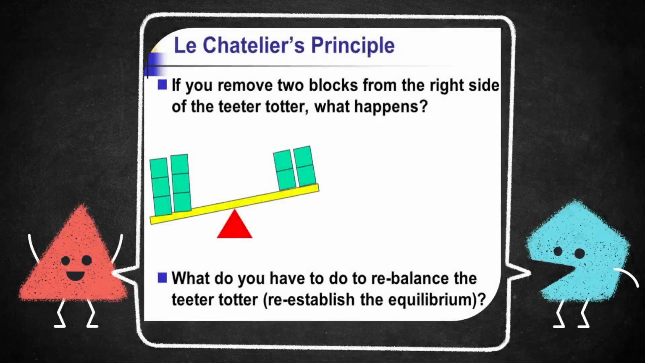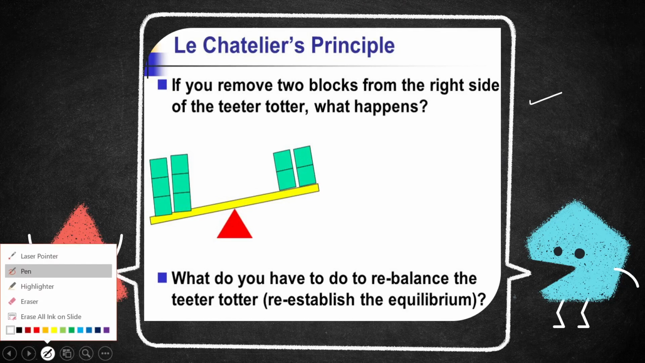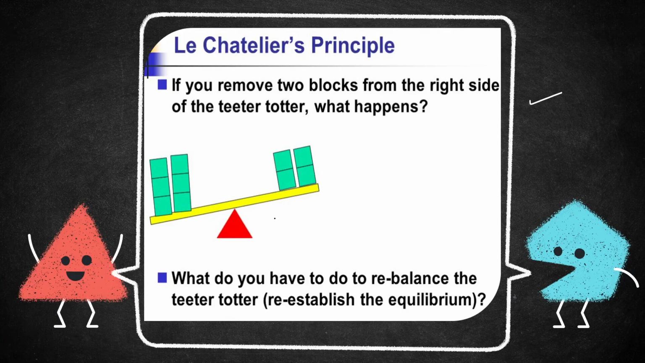Before that, let's have a look at this puzzle, this question. If you remove two blocks from the right side of the teeter-totter, what happens? Just think of it and let me know. So this is the teeter-totter given to you. What will happen if you remove two blocks from the right-hand side? Your answer should be that the teeter-totter will be unbalanced. Why will it be unbalanced? If you remove these two blocks, the weight will be more towards the left-hand side.